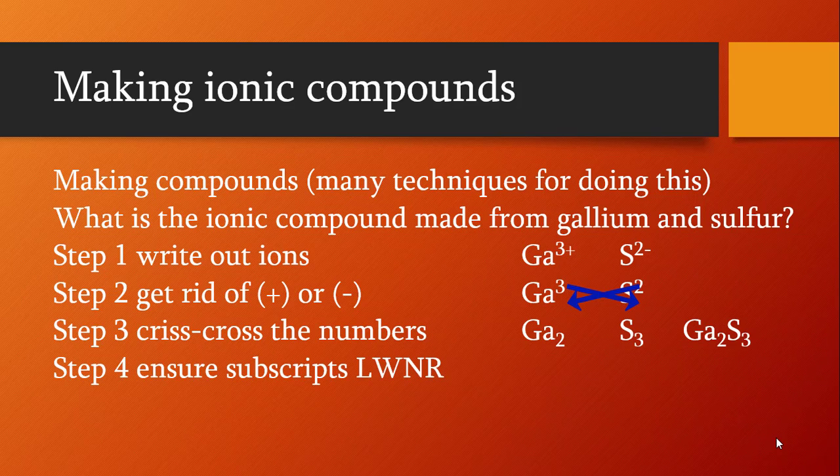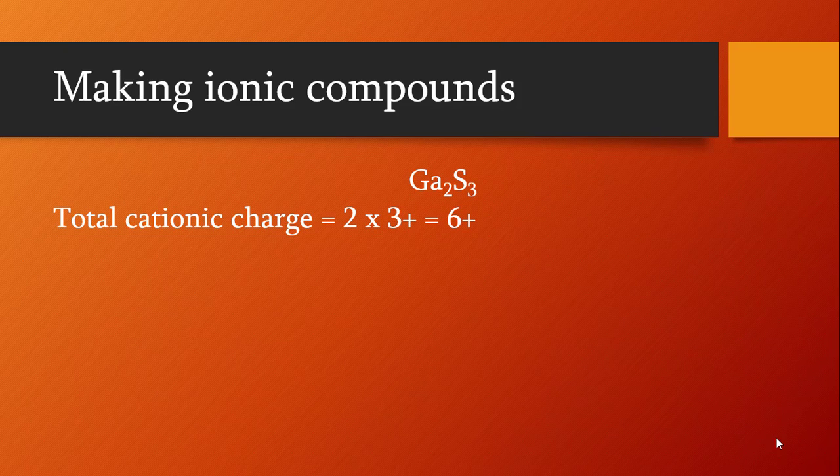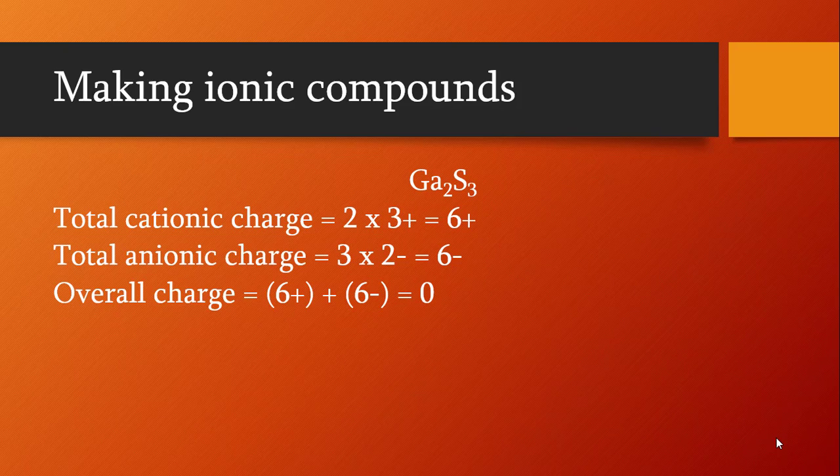And now we make sure that the subscripts are in the lowest whole number ratio, and 2 and 3 are the lowest whole number ratio. So we would say that this is the formula. Now the double check. Gallium, of which we have 2, has a charge of 3 plus, so the total cationic charge is 6 plus. Sulfide, of which there is 3, each sulfide has a charge of 2 minus, so the total anionic charge is 6 minus. 6 plus 6 minus equals 0. This is a valid formula.